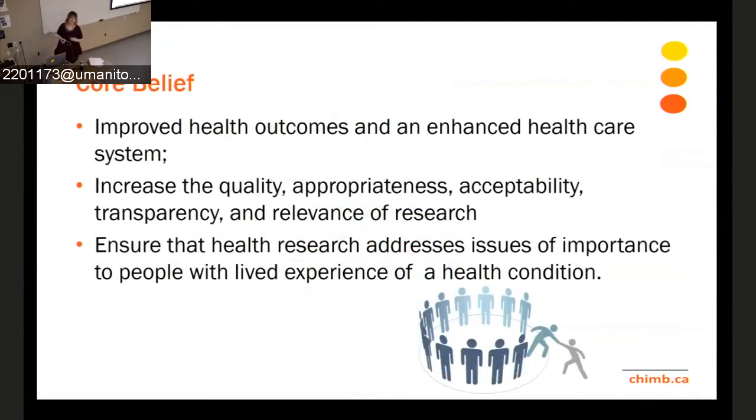And the core belief that underlies a lot of the strategy for patient-oriented research is that by involving people with lived experience, it's going to help improve health outcomes, it's going to enhance the healthcare system, it's going to increase the quality, the appropriateness, the acceptability, the transparency and relevance of research, and it's going to ensure that health research actually addresses issues of importance to people with lived experience of a health issue.